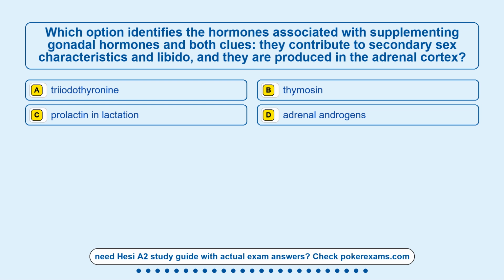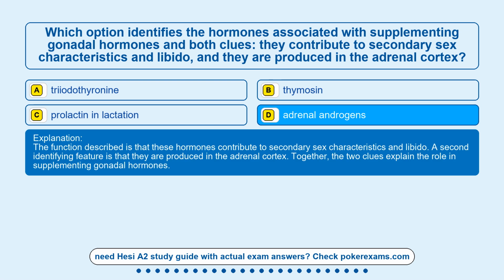Option C, prolactin and lactation. Option D, adrenal androgens. The correct answer is option D, adrenal androgens. The function described is that these hormones contribute to secondary sex characteristics and libido. A second identifying feature is that they are produced in the adrenal cortex. Together, the two clues explain the role in supplementing gonadal hormones.